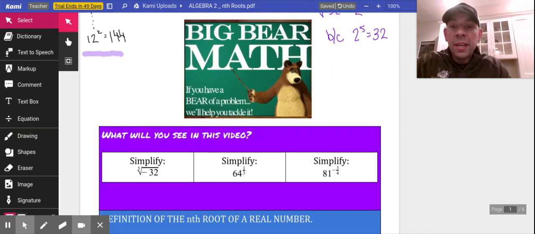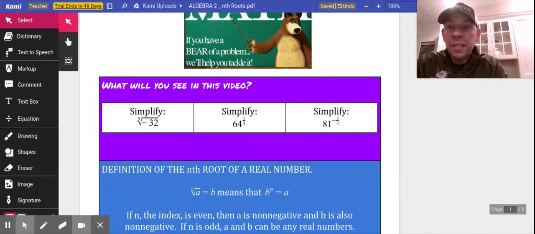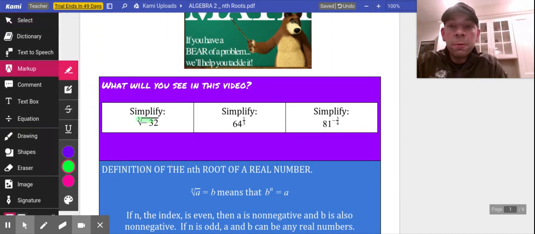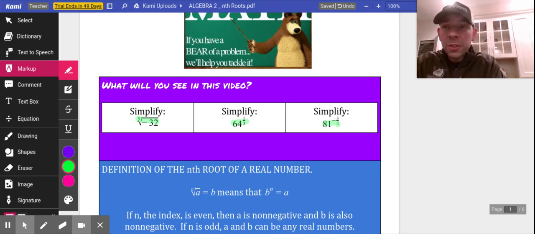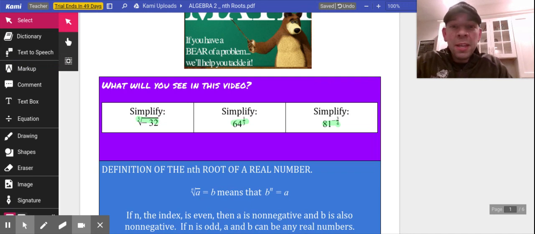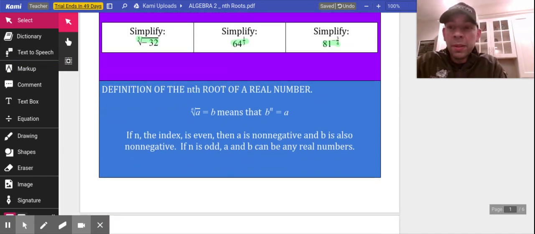Right off the bat, what are you going to see today? We're going to talk about how to do the 5th root of negative 32 and see why that's different than the 5th root of positive 32. We're going to talk about taking 64 and raising it to the 1/3 power, or maybe taking 81 and raising it to the negative 3/4 power. So we're going to see a lot of fractional exponents, and those fractional exponents are going to get rewritten as some type of root.